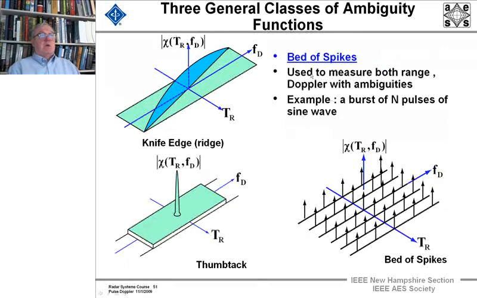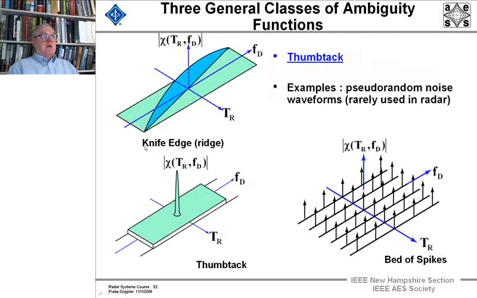Now then, the bed of spikes is used when you measure both range and Doppler with the ambiguities, and they're a burst of N pulses of sine waves. You have that. And then finally, a thumbtack. It's an example is a pseudo-random noise waveform where you have a spike and the energy that isn't in the spike has got to be somewhere, and it's uniformly spread along a long range of range and Doppler. And it's really used in radars.